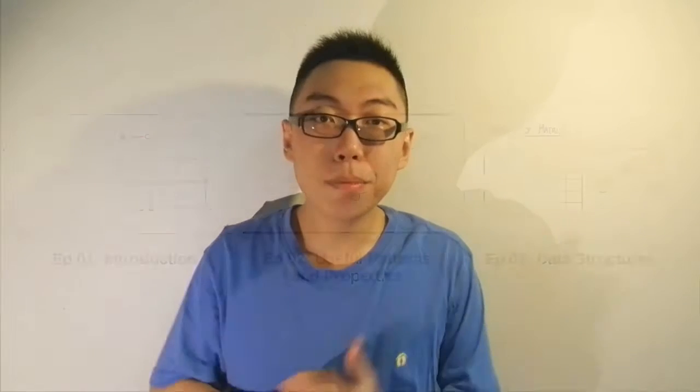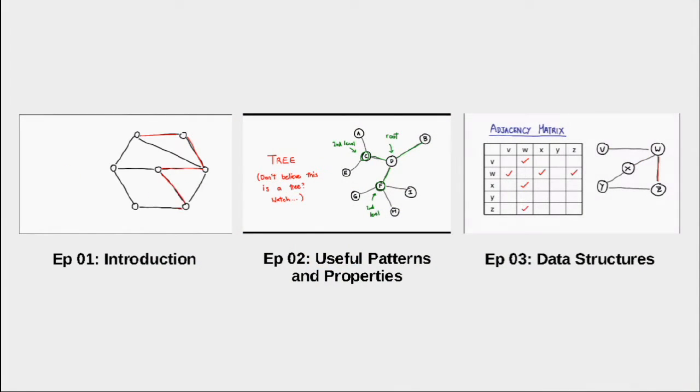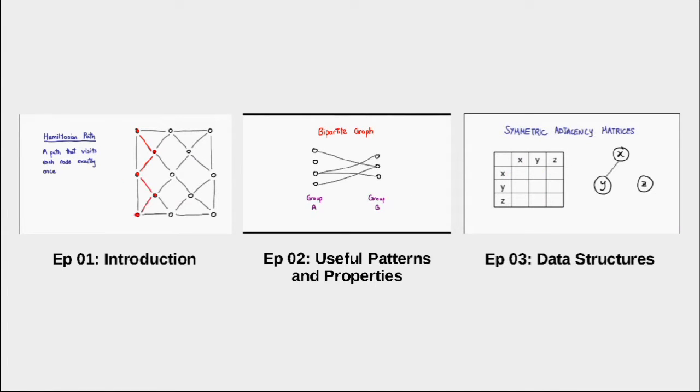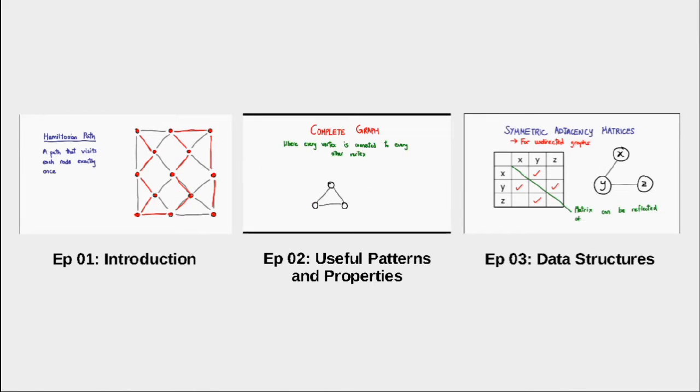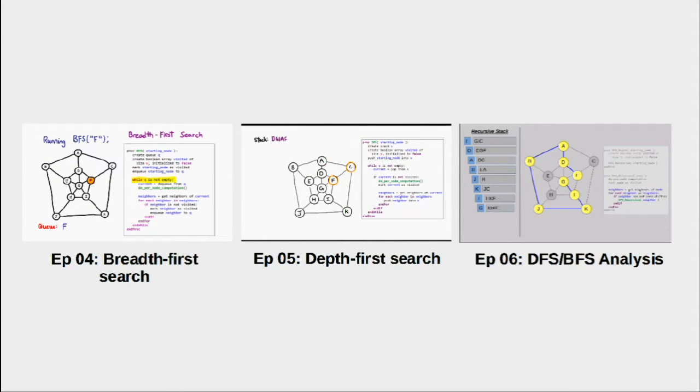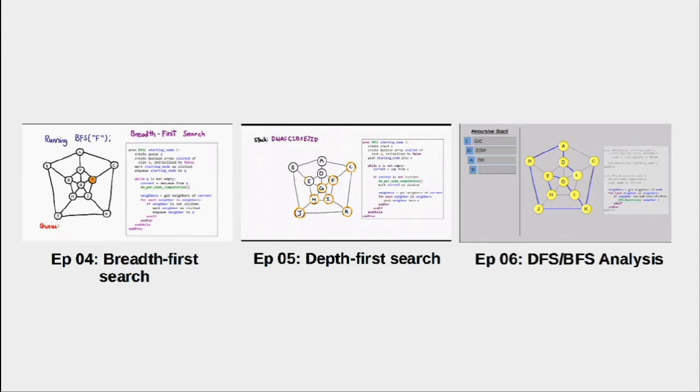For the first 3 episodes in this series that came out nearly a year ago, we took a look at some basic concepts about graphs. Like what a graph actually is, what are some types of patterns we can see in graphs, as well as what are the different strategies we can use to represent the contents of a graph in memory. Then from episodes 4 through to 6, we looked at the most basic algorithm you could run on a graph, that is breadth first search and depth first search, with the objective of generating a spanning tree.